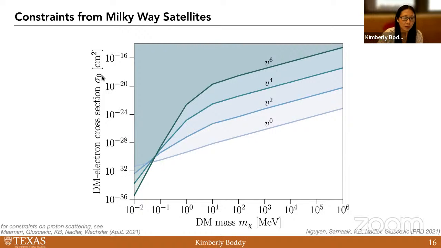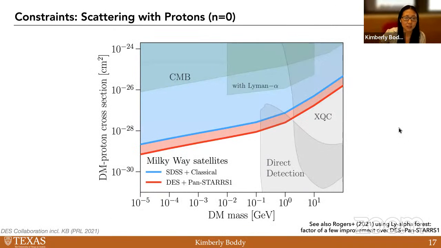Okay, so I promised at some point to put these numbers and the magnitude of these cross sections into context. Let me do that with the simplest case, which is no velocity dependence. This is the CMB bound that I showed before, and this is a Milky Way satellite analysis. This plot comes from a DES collaboration paper that was done to analyze this scenario along with some others.